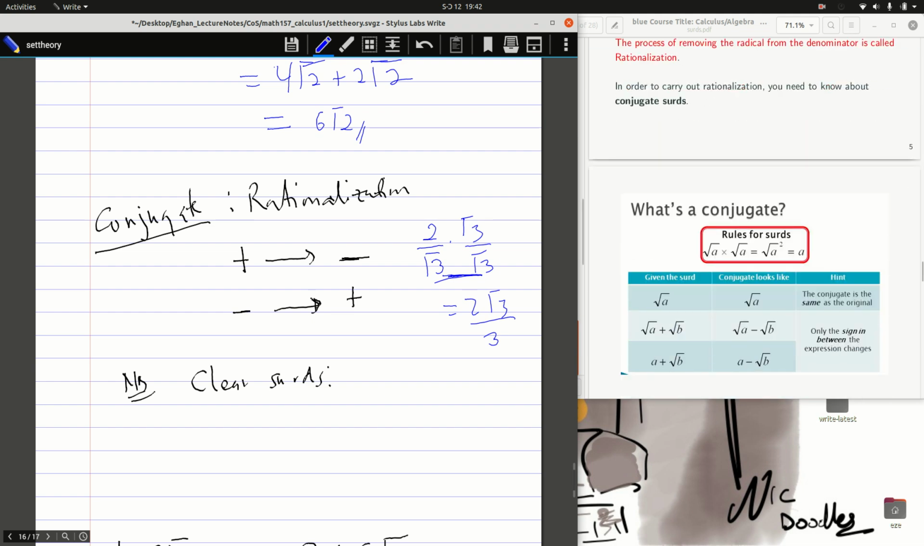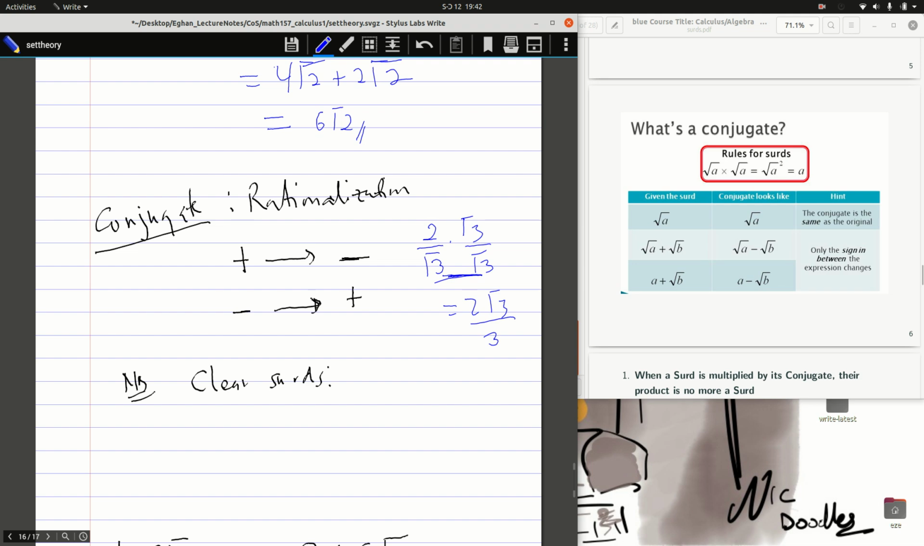It will not always be a single number. Your denominator can appear in any form, like 6. The important thing is to look at the sign. If it's positive, the conjugate becomes negative. If it's negative, the conjugate becomes positive. And this helps us with the rationalization. Hence, the conjugate has something to do with rationalization. You can't rationalize if you don't find the conjugate.